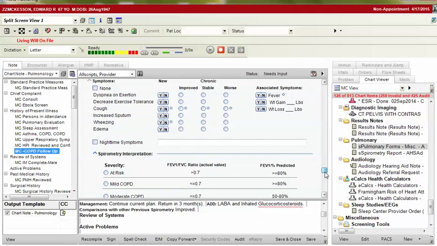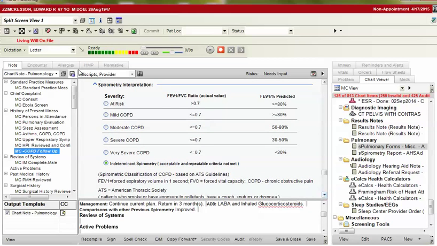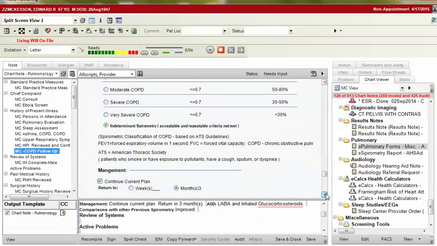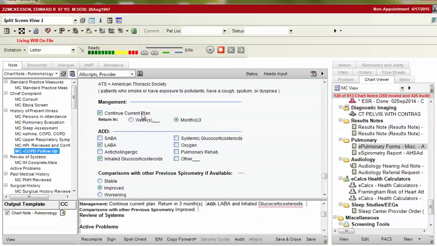So in finishing, for us to be able to charge for our spirometry in the office, we need to document all three components: the spirometry interpretation, our management plan, whether it's staying with the current plan or changing it, and our comparison of previous spirometry if it's available.